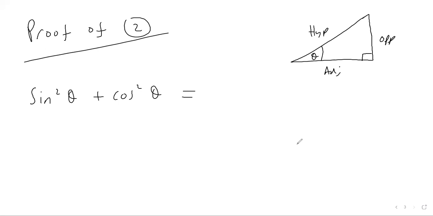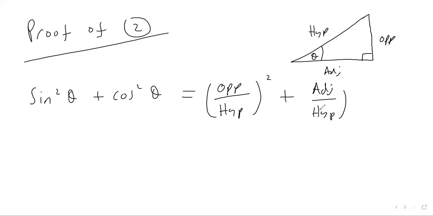Now let's look at our second identity. So this one, sine squared plus cos squared. So remember that sine is the opposite side to the angle divided by the hypotenuse, but we want to square it this time. So we're squaring the sine. We're going to square all of this. And then we're going to add that to the cosine squared, which is the adjacent side divided by the hypotenuse side, all squared. So that's that.